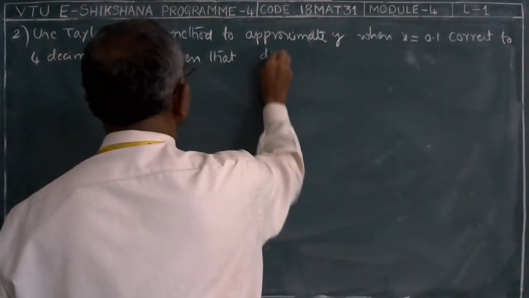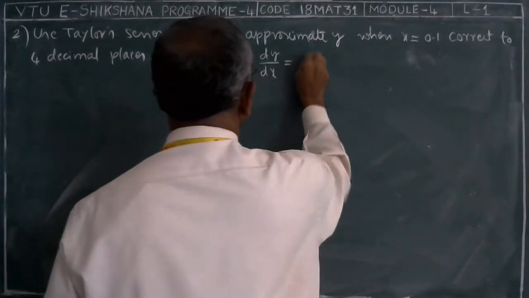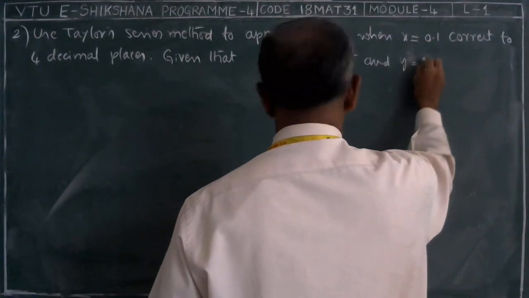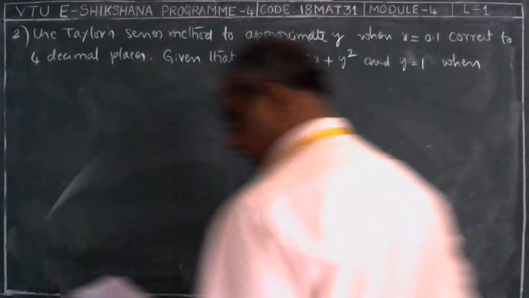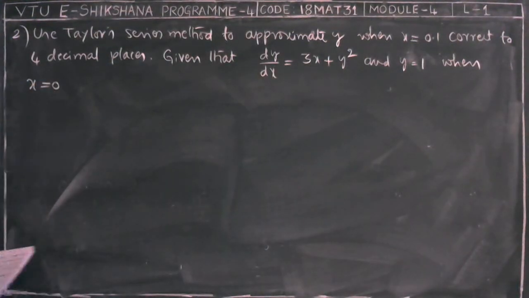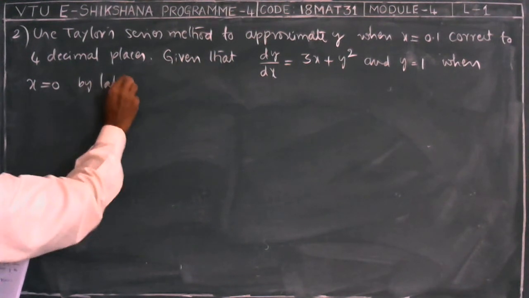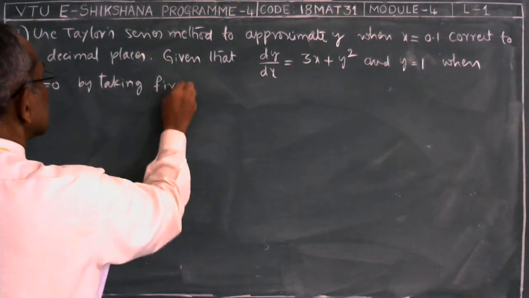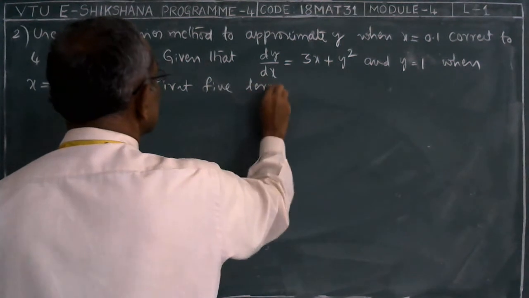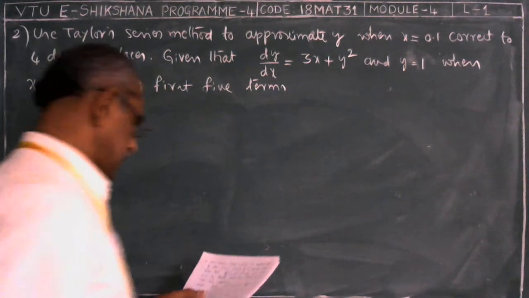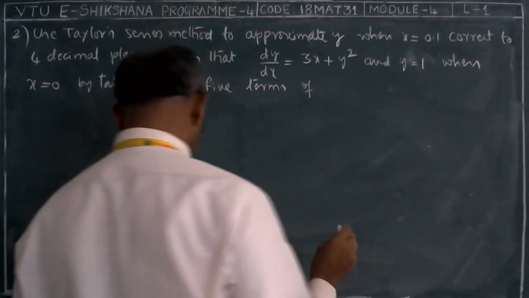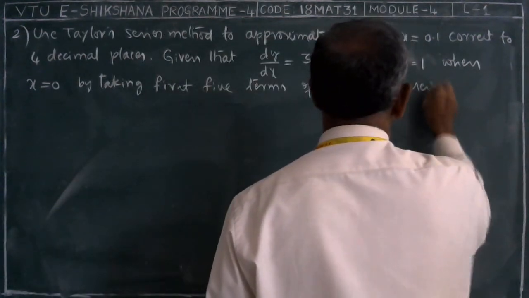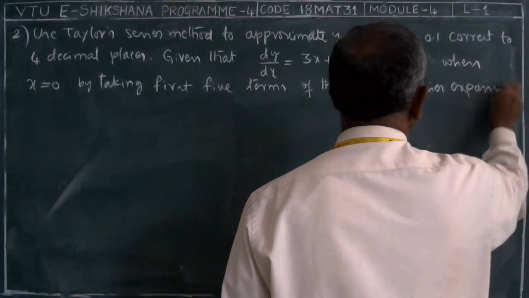Given that dy by dx is equal to 3x plus y square and y is equal to 1 when x is equal to 0, by taking the first 5 terms of the Taylor series expansion.